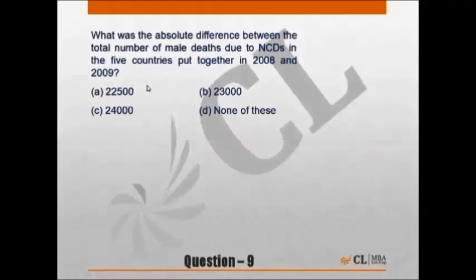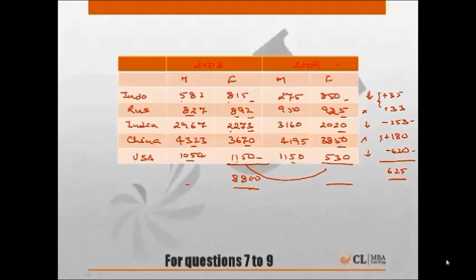Question 9. What was the absolute difference between the total number of male deaths due to NCDs in the 5 countries put together in 2008 and 2009? So we need to find the total number of male deaths in 2008 by NCDs and 2009 and find out what is the difference. Let's go to the table now. Now let's look at the difference between the male deaths for the 2 years. So we have 582 minus 275. So this will be about 307.